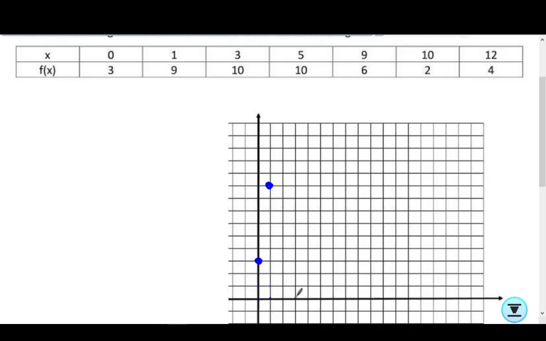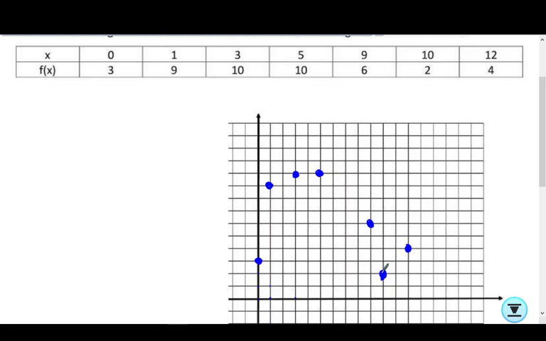1, 2, 3, 10. Then 5, 10. Then 9, 6. 1, 2, 3, 4, 5, 6, 7, 8, 9. 1, 2, 6. Like that. Then 10, 2. 12, 1, 2, 3, 4. So these are our data points. You with me so far?